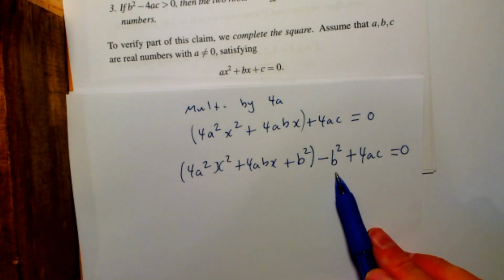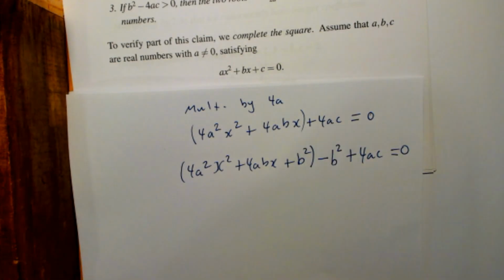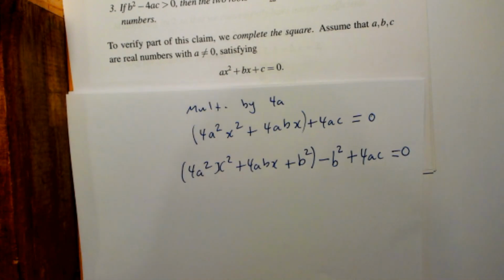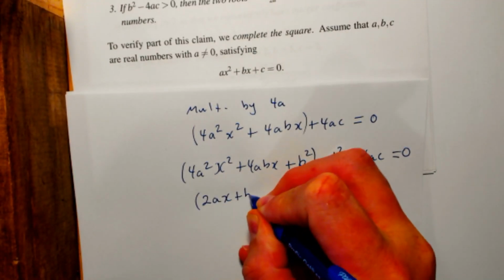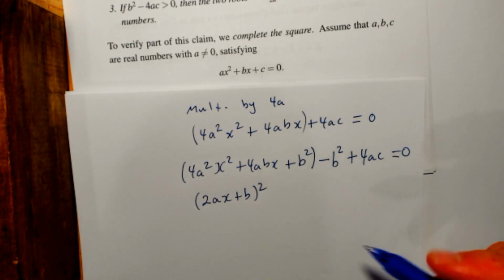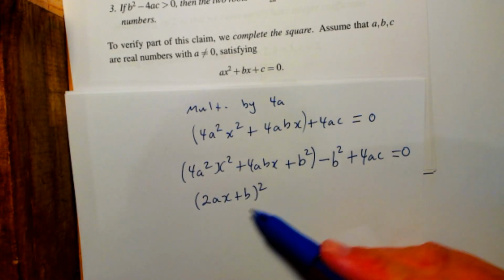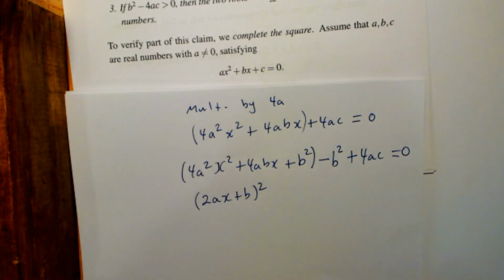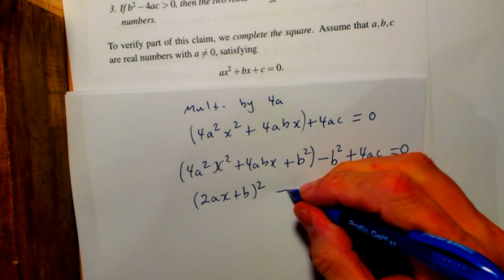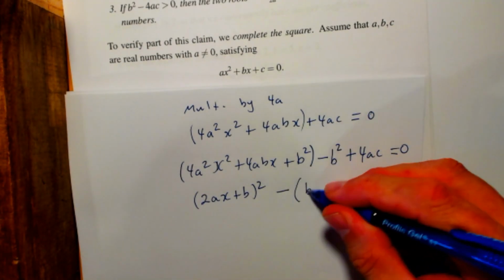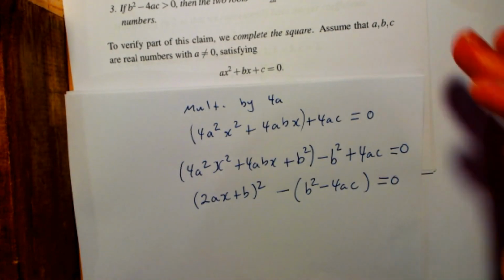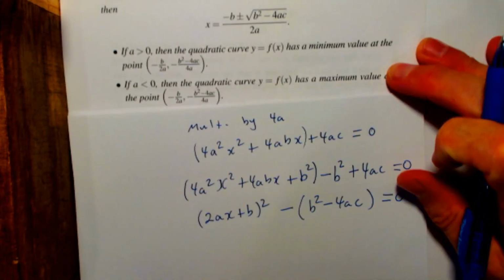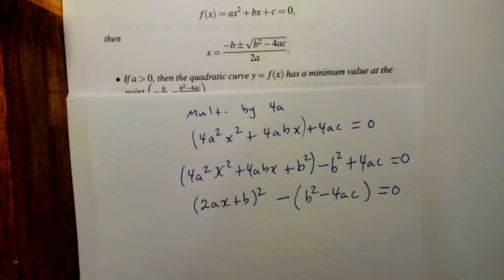Okay, so you see b squared minus b squared is 0, so there's nothing different here, right? These are the same equation. However, what is in the bracket is now a perfect square. It is 2ax plus b all squared, right? And if you expand that square, you'll see that you get exactly this. Okay, and then let's write this as minus in brackets b squared minus 4ac. So you can already see it has some things in common with that formula, right? So we're on the right track.